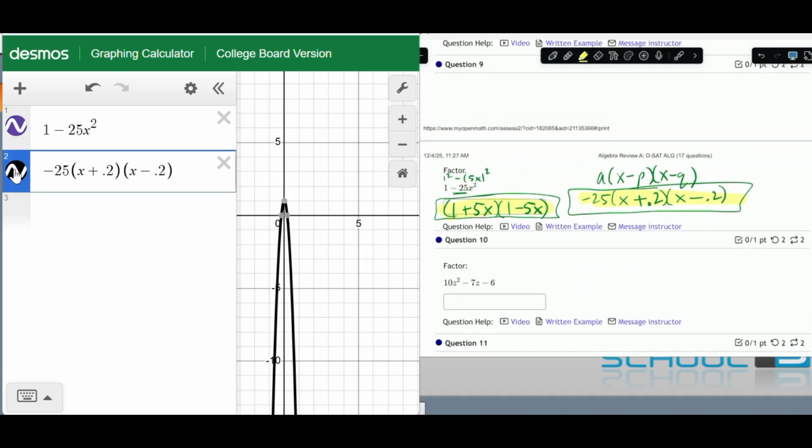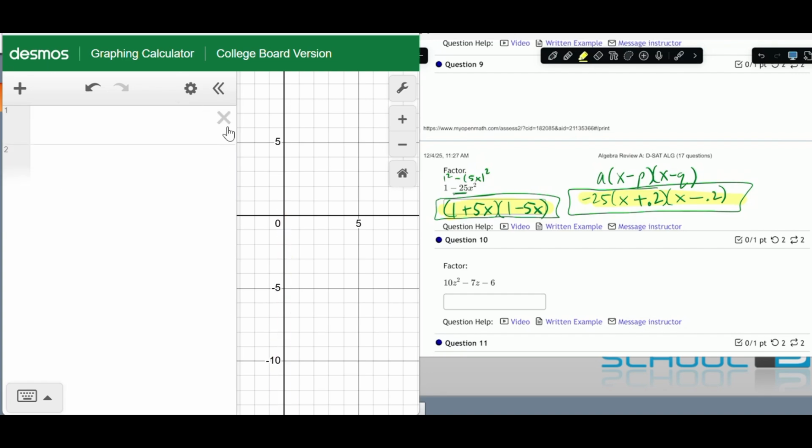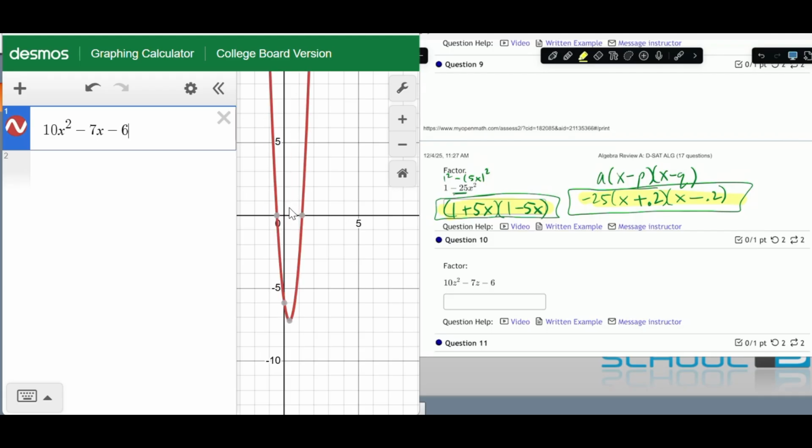All right? So if I do that same thing here, okay, again, this is one that you can either reverse FOIL or you can rewrite the middle term and factor by grouping, or you can let Desmos do it. Type exactly what you have. Again, change the variable into x's. So 10x squared minus 7x minus 6. You find your intercepts, negative 0.5 and 1.2. And what we can do here is, we can find our a value is 10.